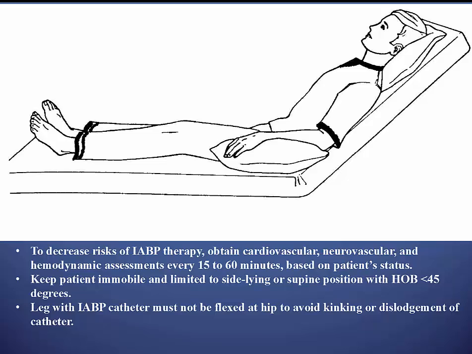To decrease the risk of intra-aortic balloon pump therapy, obtain cardiovascular, neurovascular, and hemodynamic assessments every 15 to 60 minutes based on the patient's status. Keep the patient immobile and limit them to side-lying or supine position with head of the bed less than 45 degrees. The leg with the intra-aortic balloon pump catheter must not be flexed at the hip to avoid kinking or dislodgement of the catheter.